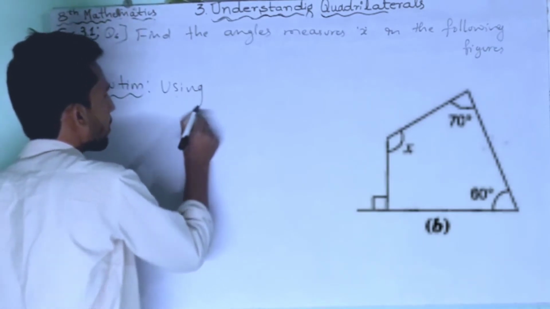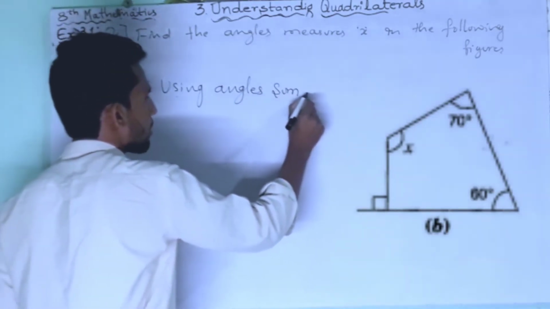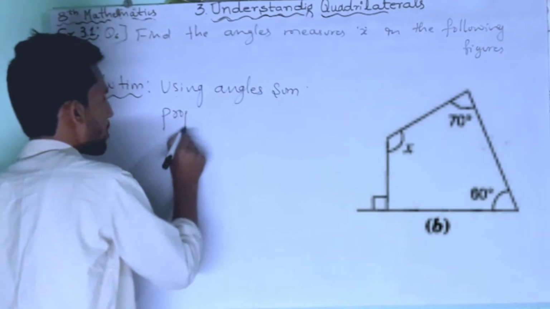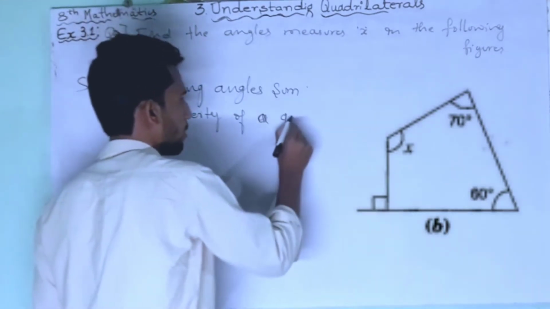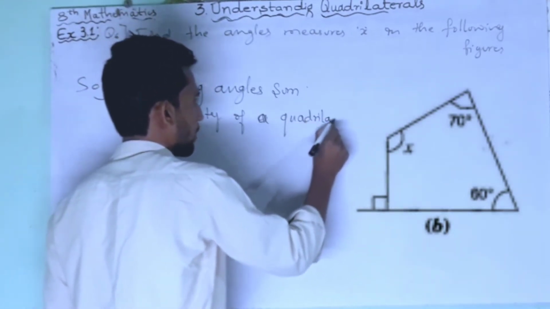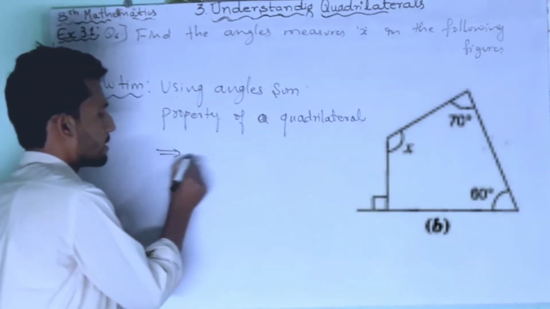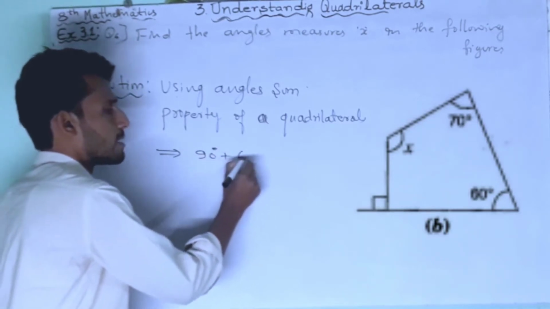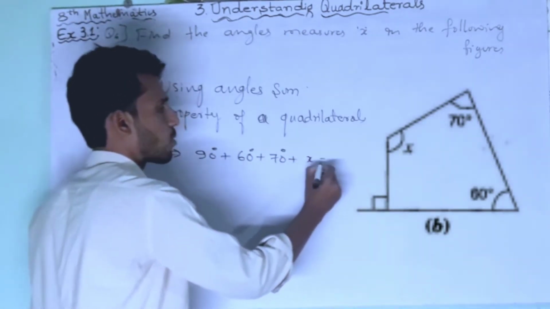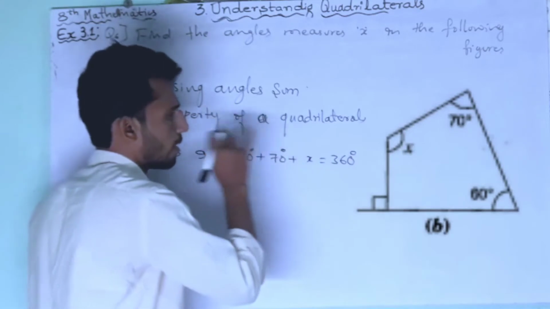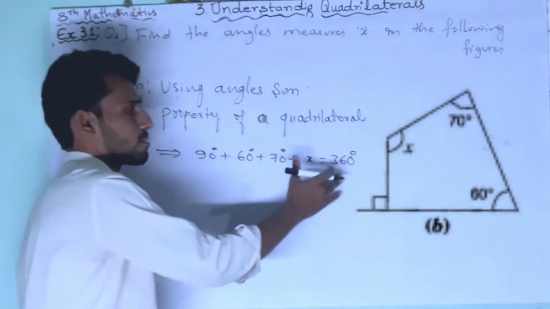Using angle sum property of a quadrilateral. Now here in this figure, 90 degree plus 60 degree plus 70 degree plus x, we have to find out. The total sum of the angles of a quadrilateral is 360 degree.